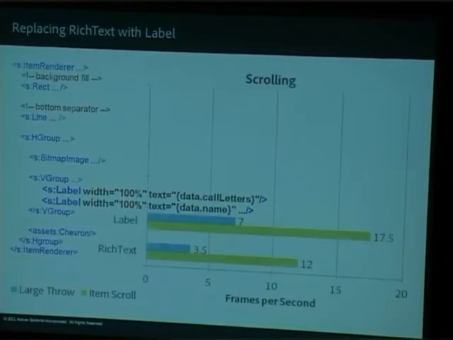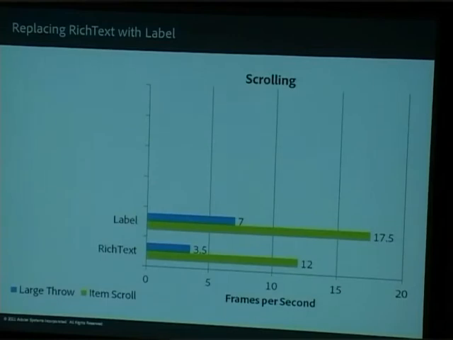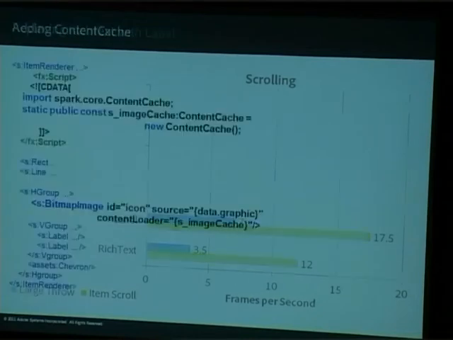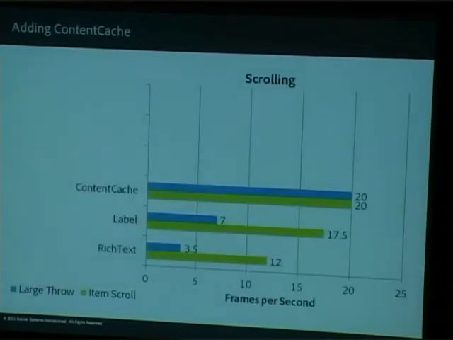Replace a rich text with label. That thing becomes 7. And your frame rate goes up by how much? Like about 5 FPS on an average. Add a content cache. It becomes 20 and 20.